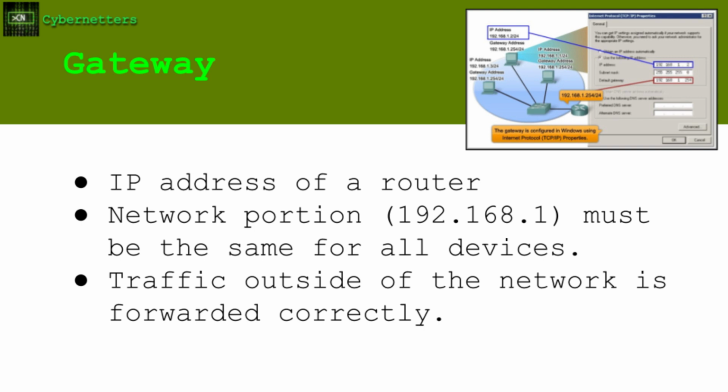So let's talk a bit about the role of a default gateway in a network. What does a default gateway do? It is the IP address of a router that allows devices on a network to communicate with devices outside of their local subnet. For example, if a computer with IP 192.168.1.2 wants to communicate with Google's DNS server, it needs to send traffic to its default gateway, which is 192.168.1.254, and then it forwards it to the destination.